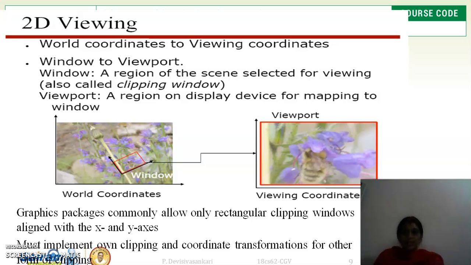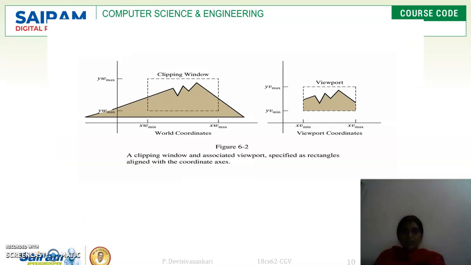A window is a region of the scene which is selected. That is called the window, and we are converting this window to the viewport coordinate. A viewport is a region on the display device to which the window is mapped, right? Almost all graphics packages have one rectangular clipping window. We call that the viewport, right?